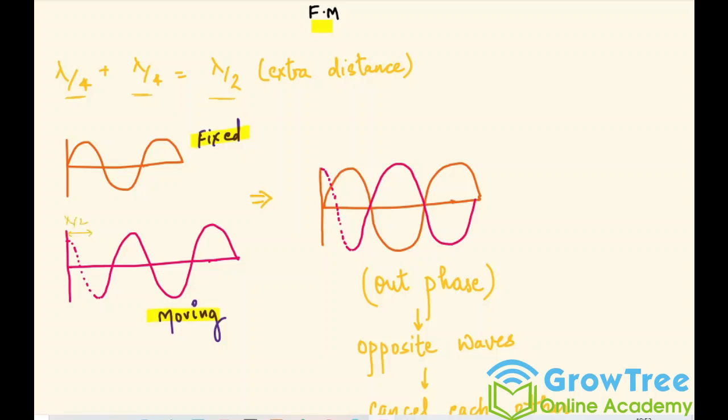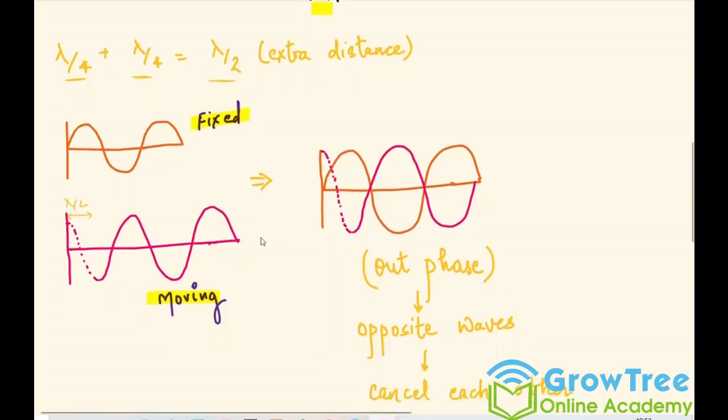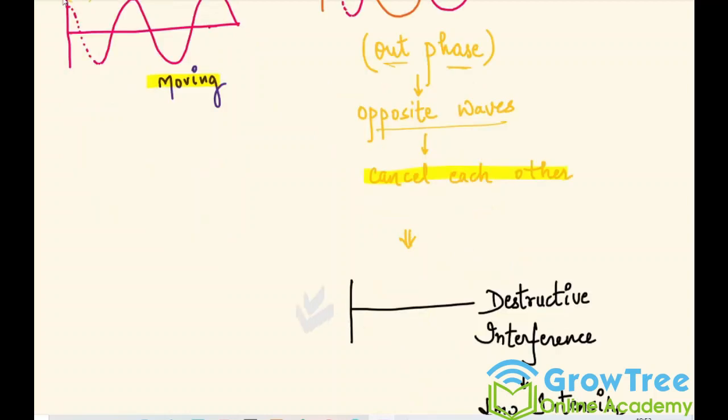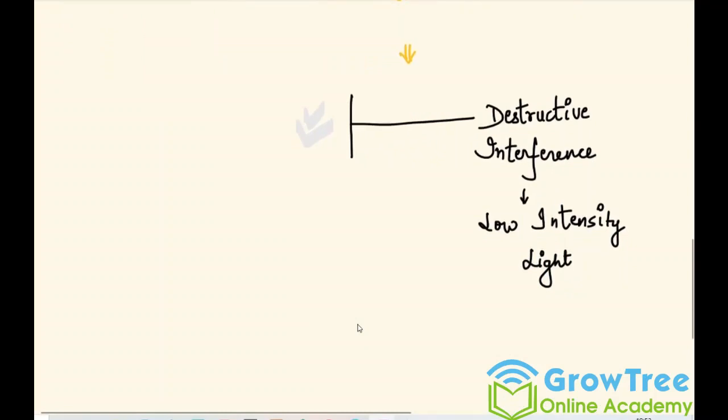When these two waves combine, they will form a wave like this, which will be out of phase. Both of these waves will be opposite to each other, and that's why they will cancel each other. As a result, a graph like this will be formed in which both of these waves cancel each other's effect, and this is known as destructive interference. Due to destructive interference, light of low intensity is produced. So as we saw in case 1, light of high intensity was produced due to constructive interference, and in case 2, light of low intensity is produced due to destructive interference.